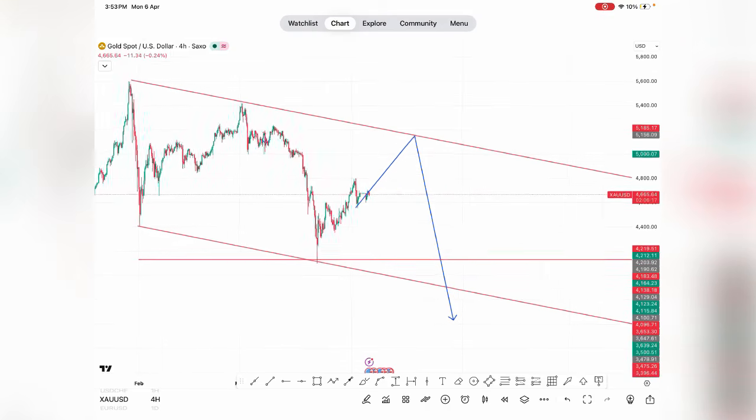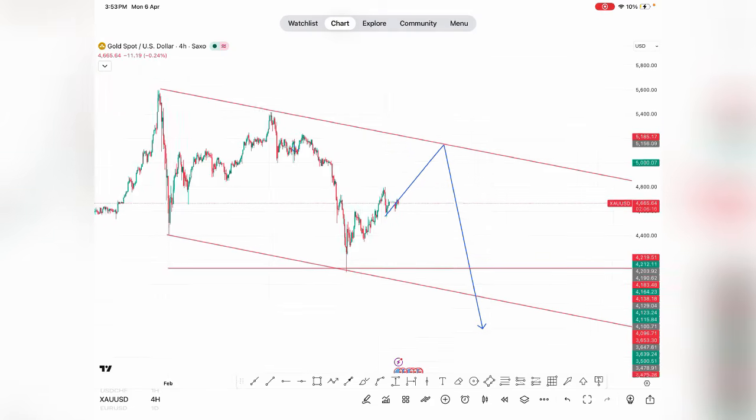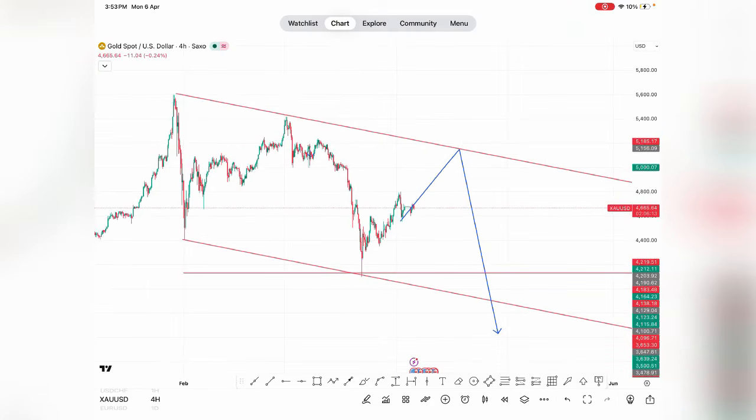Okay, here is the key. Market moves in patterns, just as I was explaining. Okay, some patterns, and we have a whole lot of chart patterns. Okay, but that will be in our next video.